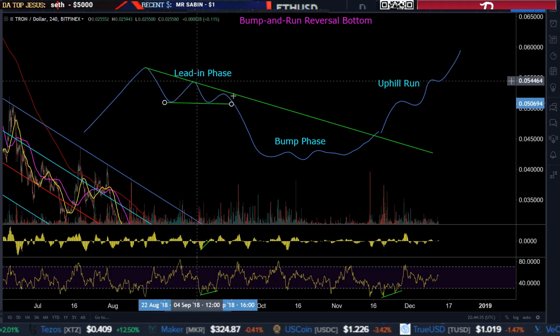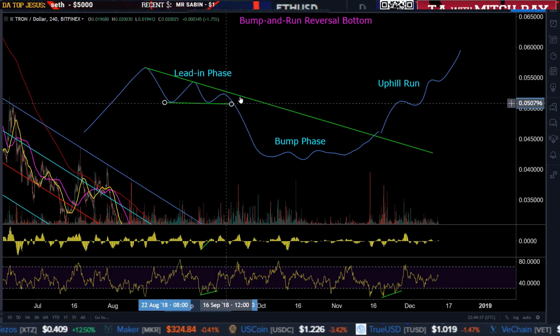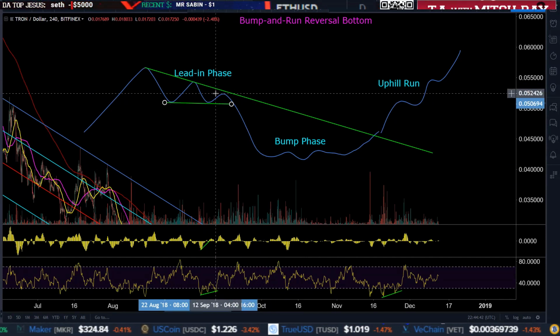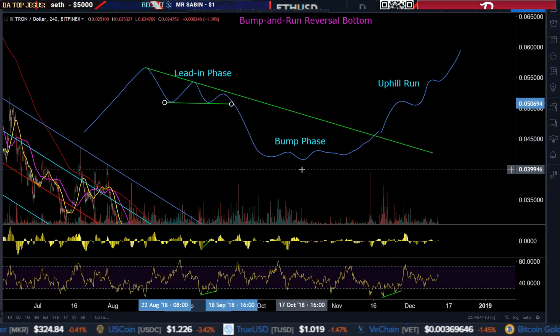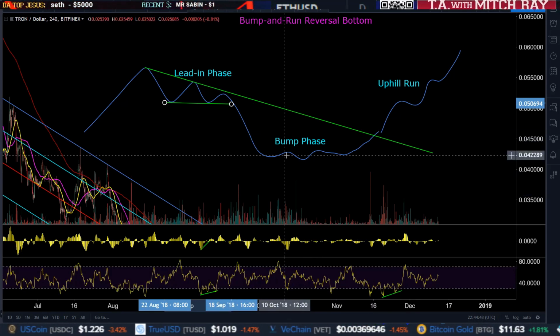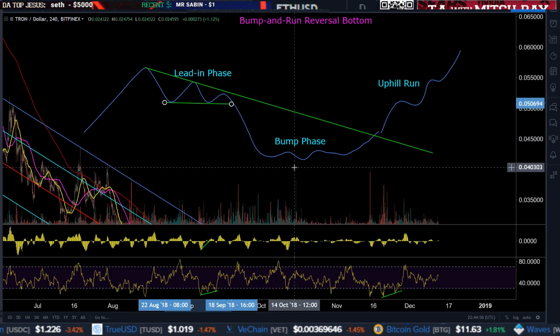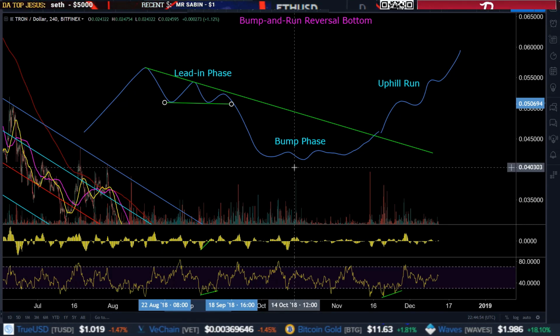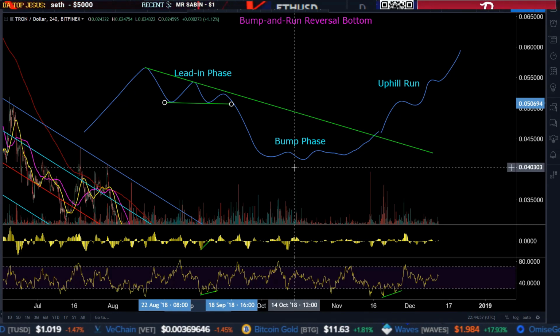You keep testing and you keep getting lower highs. Eventually the market says, okay, there's no demand up here, time to sell off, and that's what happens. All right, not worth that much. So it finally bottoms out, okay? But during the bump phase, after the lead-in phase, the prices decline rapidly. And they form that new trend line, the down slope, right?